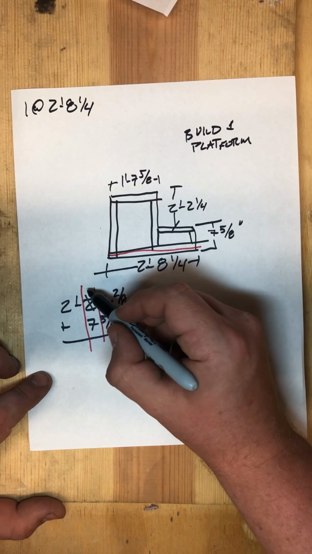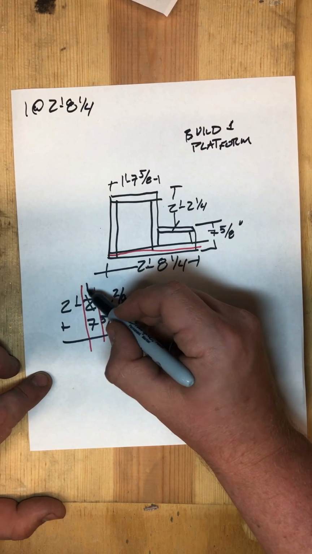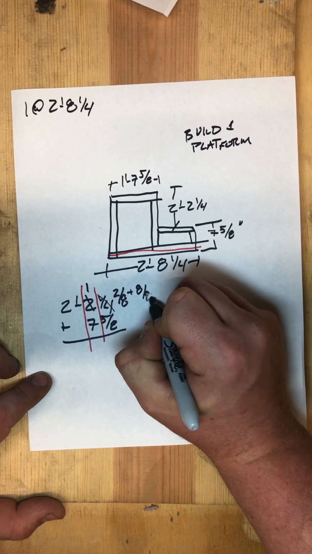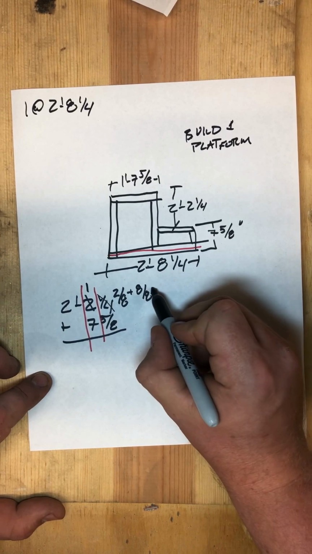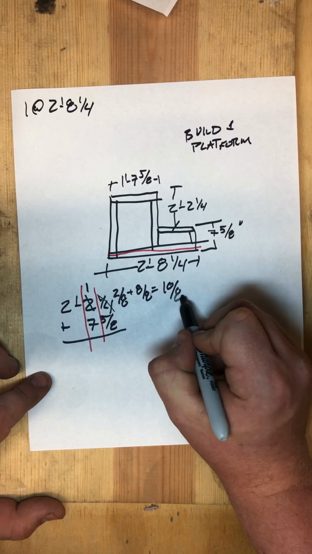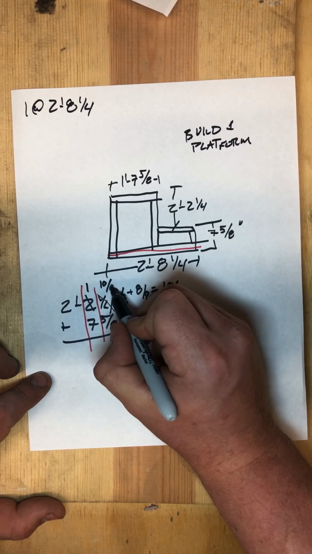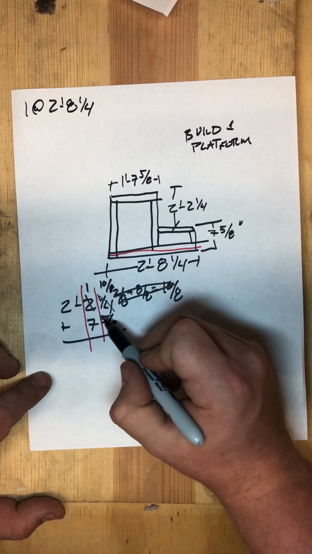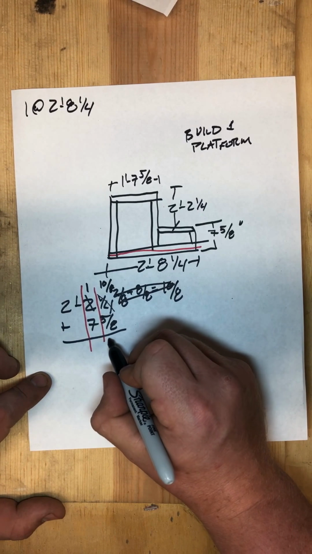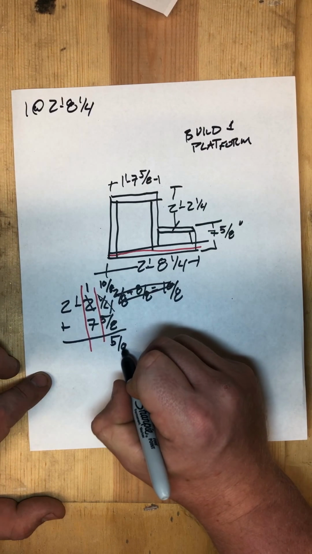So we're going to steal this inch. This becomes 1. And then we're going to add 8/8. And that gives us 10/8. Okay? So then 10/8, 5 minus 10 is 5/8.